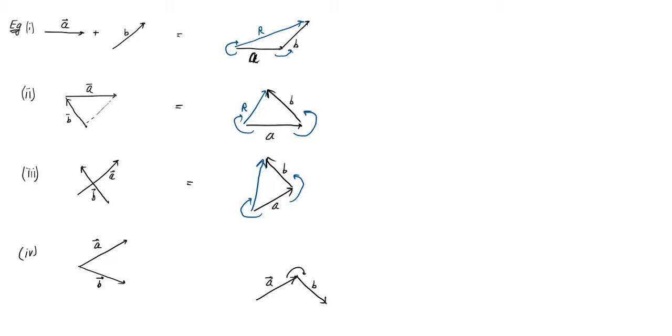Now the resultant will be this vector. So here the resultant is taken in anti-clockwise. So this is R. So these are the resultants of vectors A and B in all these four cases.